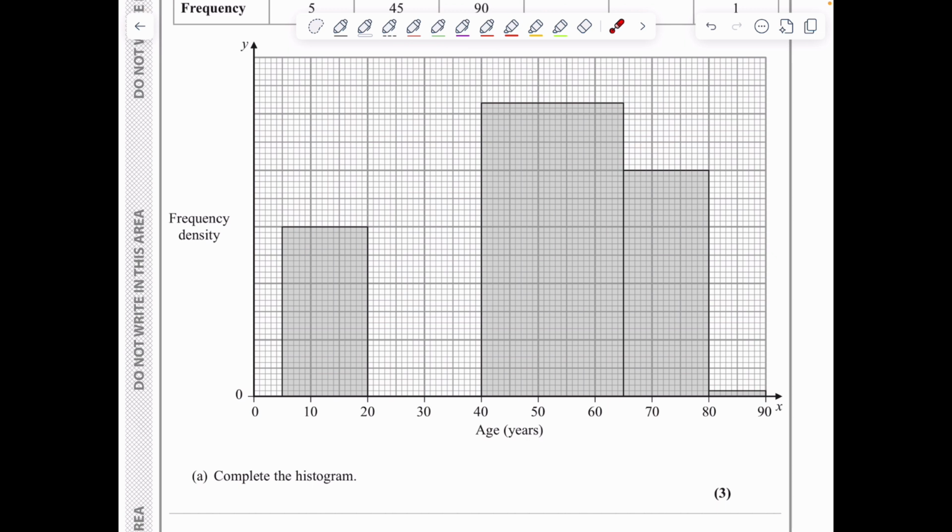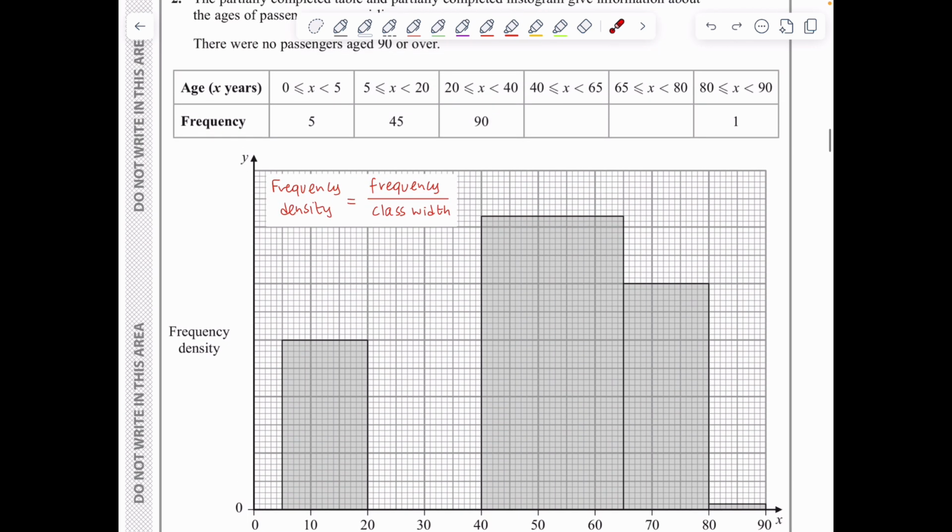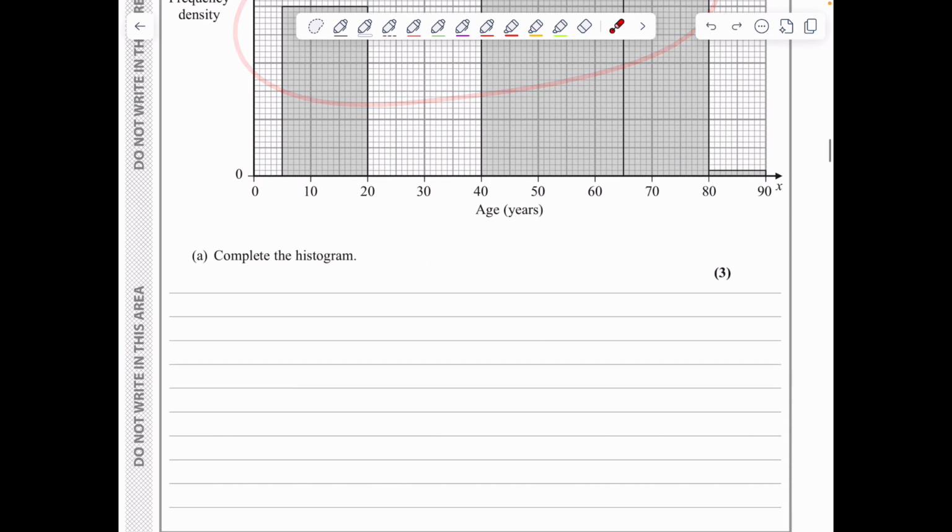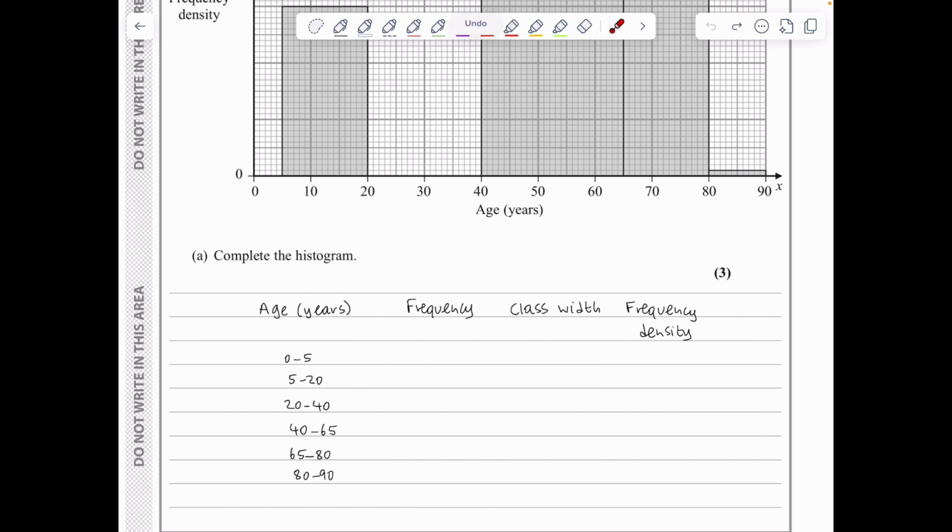Well, let's start by reminding ourselves that in a histogram, the frequency density is given by the frequency over the class width. And I will try and construct a frequency table based on the information provided in the frequency table and the histogram here. So let's see, we've got the age in years, we've got frequency, class width, and frequency density. Now we can see from the frequency table that the classes are 0 to 5, 5 to 20, and so on. So let's start with the class width. For 0 to 5, the class width is simply 5. Then we've got a width of 15. Then it's 20, 25, 15, and 10.